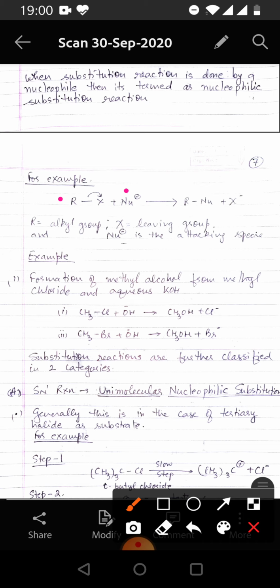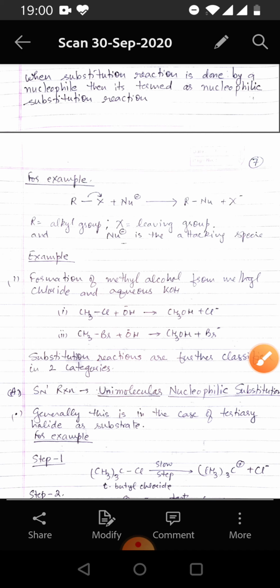Now, the electron pair of the bond between R and X shifts onto the X, generating R positive and X negative. Now, this is R positive, so the nucleophile, which is electron rich, attacks this R positive and forms R-Nu, whereas the halide ion is released.